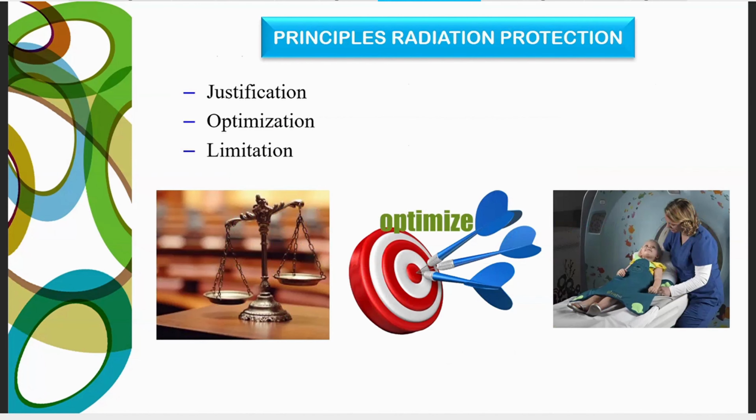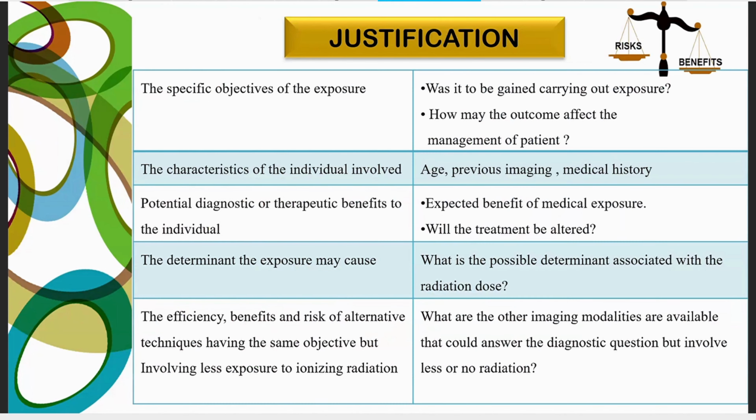The principles followed in radiation protection are justification, optimization, and limitation. These are the things followed in radiation protection for pediatric patients. First we move on to the justification for providing a pediatric examination in the radiology department.